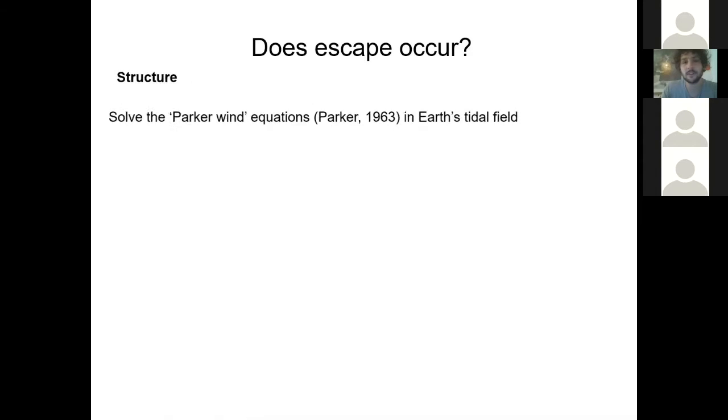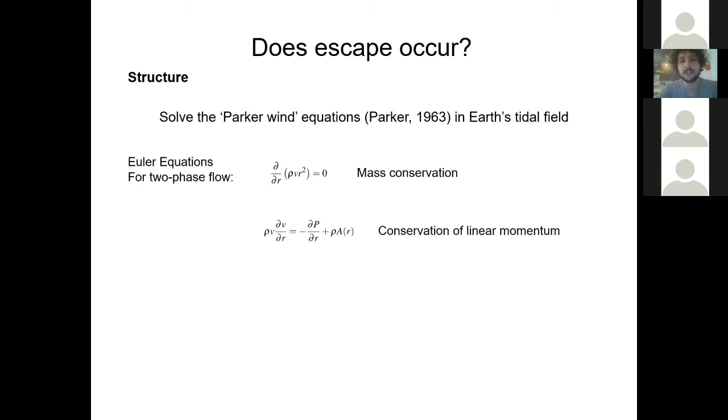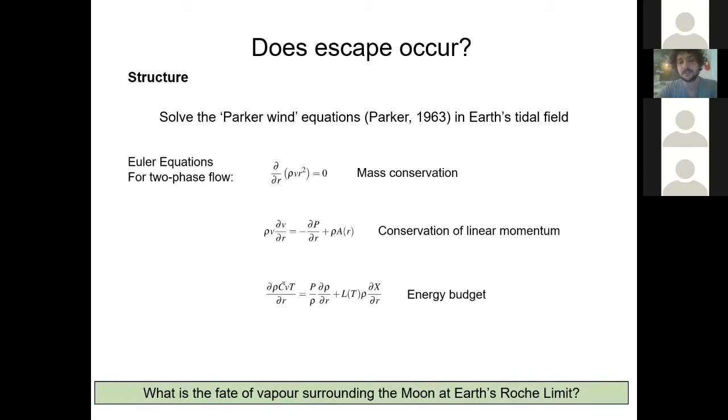So the way in which we model this is to solve the Parker-Wind equations, which were initially developed for loss of the solar photosphere. And we do this scaled to the moon in the presence of the Earth at different Earth-Moon radii. So this includes equations for mass conservation, the conservation of linear momentum, and conservation of energy. With these equations, it suffices to say that we can self-consistently solve for the pressure-temperature structure of the atmosphere around the proto-moon. And now we go into a little bit more detail about how vapor surrounding the moon is lost.